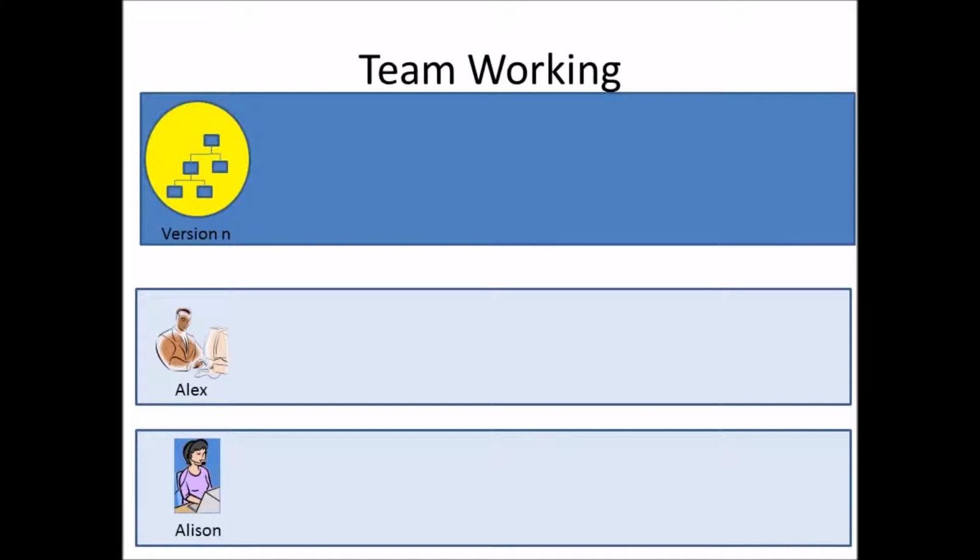So one of the things that this enables is team working. Suppose we have a file set in Subversion at version N and two authors, Alex and Alison.